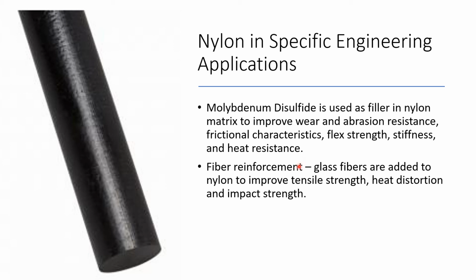So if we put glass fibers into nylon, yeah, we can improve the tensile strength. See how it looks like metal now? And the heat distortion and impact strength get really high. So that's what we call fiber reinforcement, meaning adding something into the nylon structure so we can increase the tensile strength of it. Okay, so we put glass fiber into nylon, and you can get a very, very strong nylon material. And that's how nylon is used in specific engineering applications.